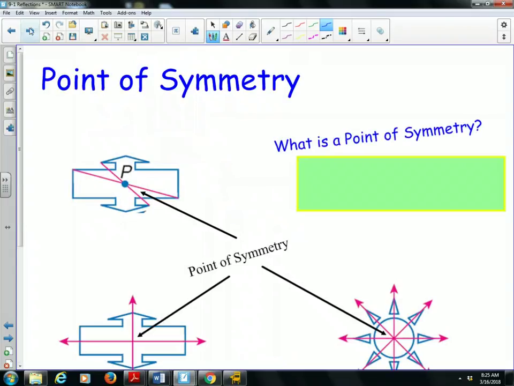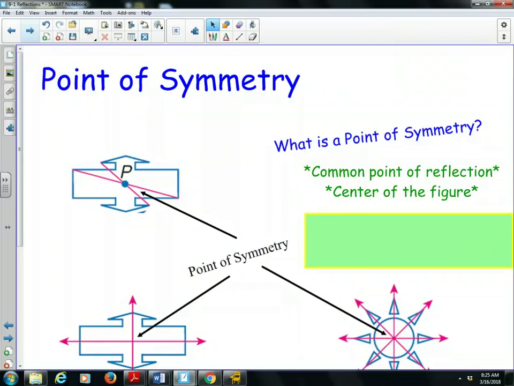Last slide is point symmetry. Point symmetry is a common point of reflection, or the center of the figure. Remember how we reflected a figure over the origin? Very similar, we reflected it about a point, so the origin was the point of symmetry.